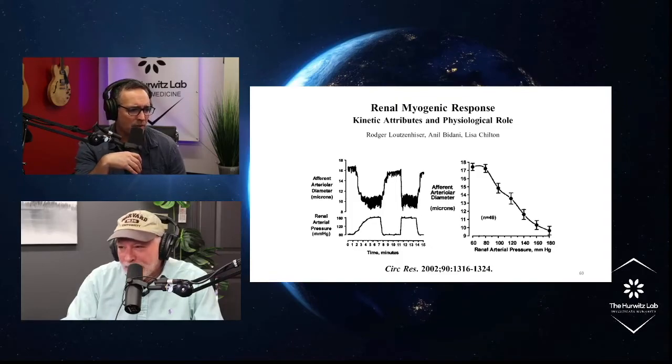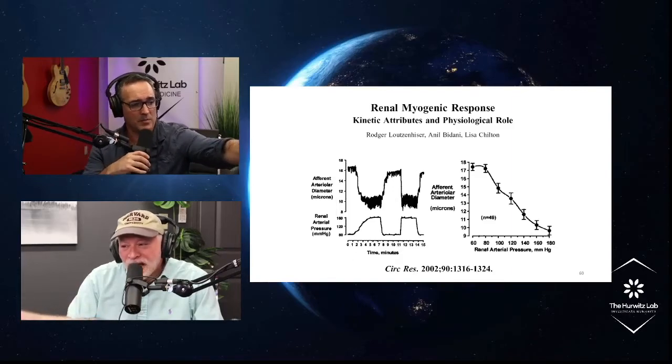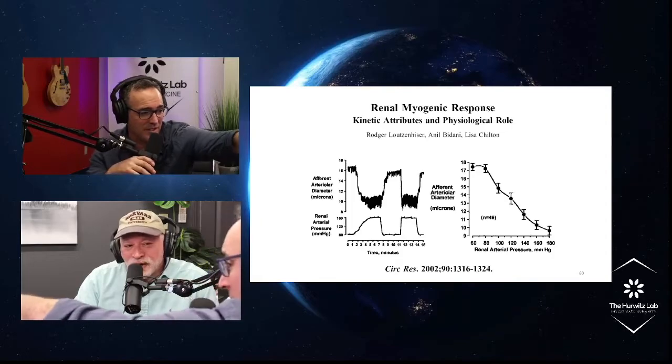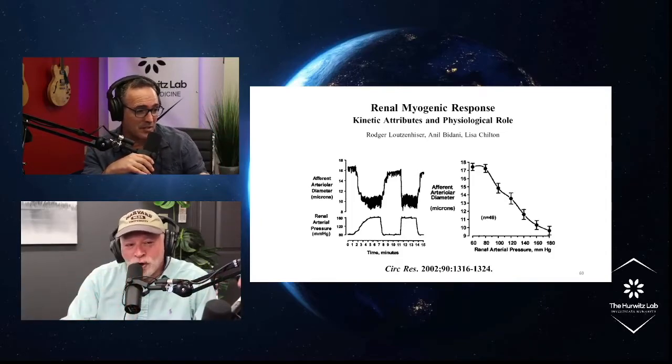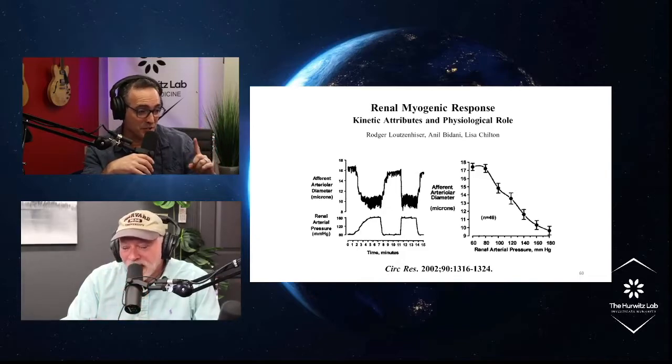On the left there. Yeah, it looks like it's the afferent arteriolar diameter in microns on the top, and then the bottom is the renal arterial pressure that he's controlling. So as the afferent arteriolar diameter gets smaller, the pressure rises. Right. He's controlling the pressure and then looking at the diameter. Right. As the diameter gets smaller, the pressure rises.